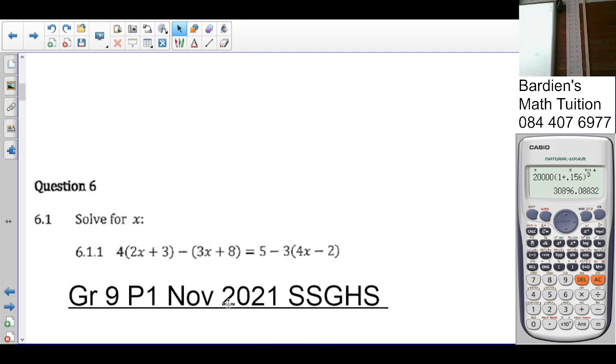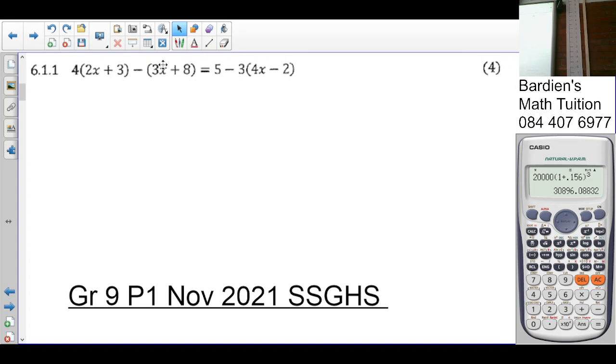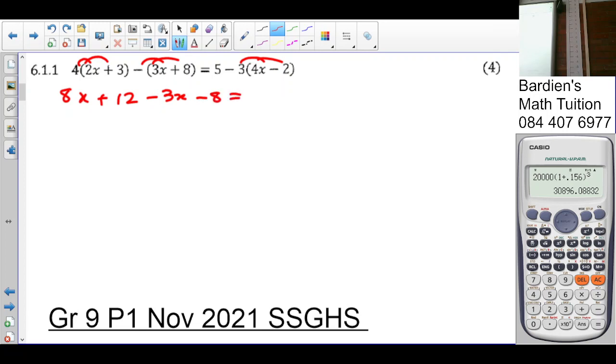Let's look at the next one. 6.1, it says solve for x. So this is our equations part of the question. So what do we do first? Come on, people. Get rid of the brackets. Let's multiply. So that's going to give us 8x plus 12 minus 3x equals 5 minus 12x plus 6.